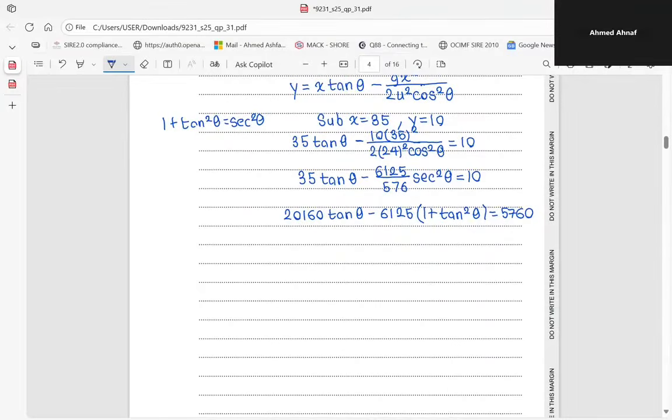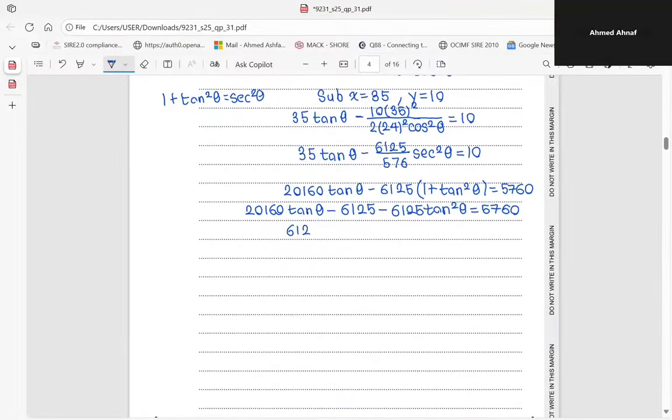Okay, all right, so now we get 20160 tangent theta minus 6125 minus 6125 tangent squared theta equals 5760. So let's move everything to the right hand side. So we get 6125 tangent squared theta minus 20160 tangent theta plus 5760 plus 6125, we get 11885 equals 0.